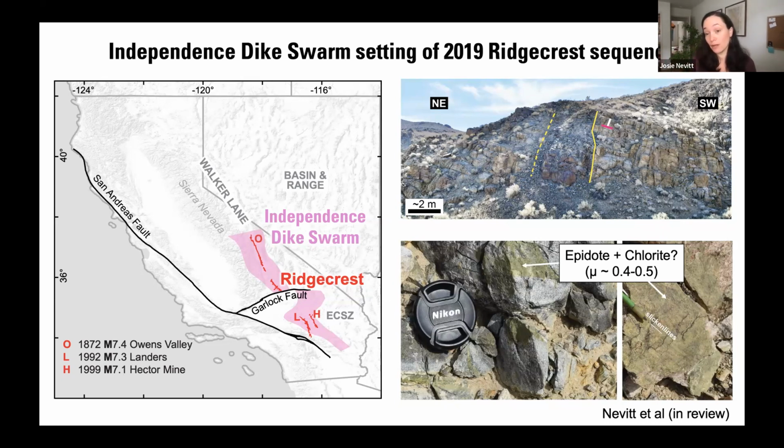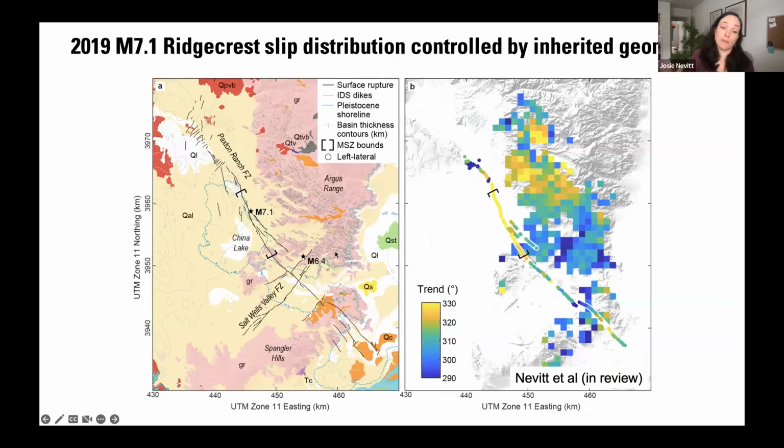So we propose that the development of these younger Ridgecrest source faults exploited the pre-existing structures within the Independence Dike Swarm. And we test this by comparing their geometries. This map on the left is showing the rupture trace with the surface geology and our mapping of the Independence dikes based on remote sensing data. And then on the right is showing a comparison of the spatial variations in the orientations of the dikes compared to the rupture. And so you can see that there is this general agreement between the orientations with this section of the rupture that's rotated about 20 degrees clockwise.